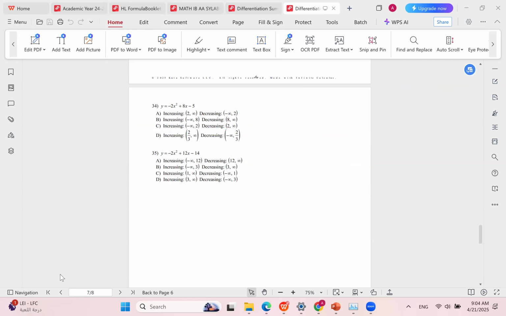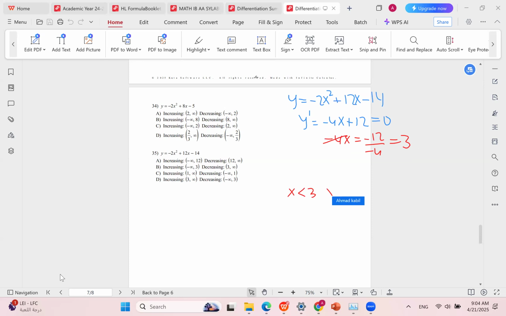Finally, for question 35, we are given y equals -2x power 2 plus 12x minus 14. So y dash equals -4x plus 12. And this is set to 0. So -4x equals -12. Divide by -4. So x equals 3. So we have x less than 3, x equals 3, x greater than 3.